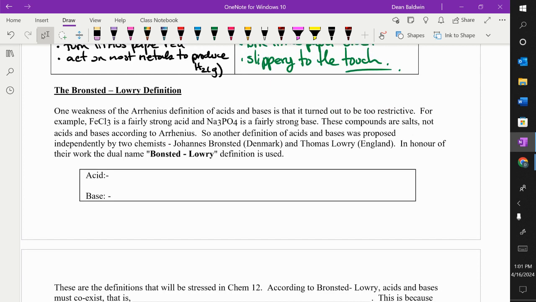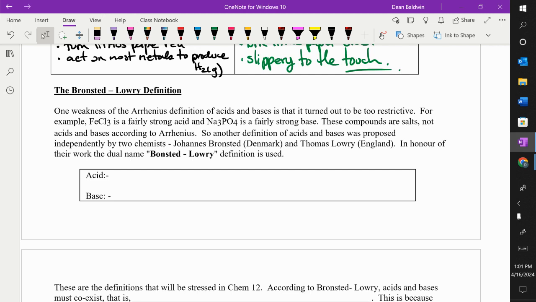You will see later on in this unit, we will do something called hydrolysis. Iron chloride is a strong acid. That does not look anything like an acid. We will learn why that is. Sodium phosphate is a strong base. We will learn why that is. But just looking at them, you would not think those are acids and bases. So this leads us to the Bronsted-Lowry definition.